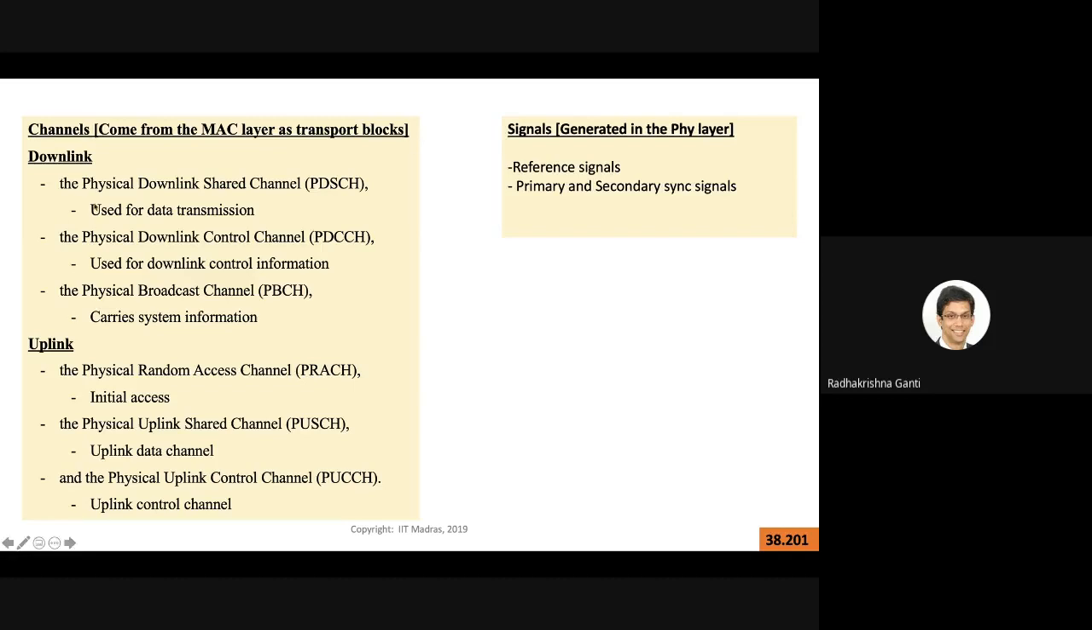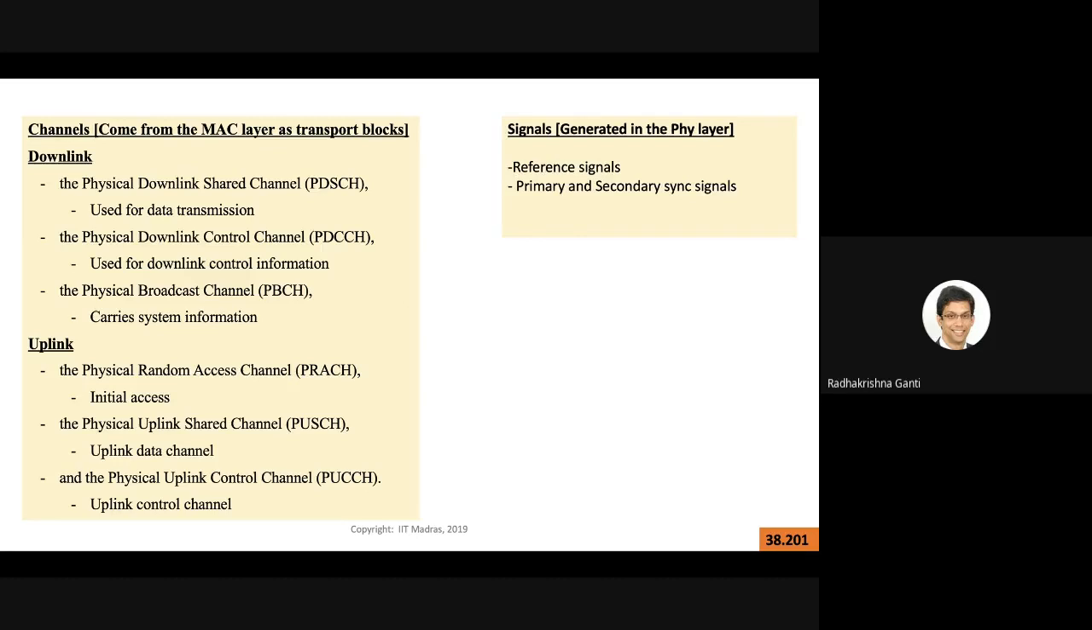Whereas the downlink channels, the data channel, the control channel, and the broadcast channel, they are dependent on some data that has to be configured by the higher layers. So they come from the higher layers. That's why they are called channels. Okay? Similarly, on the uplink also, the PRACH, PUSCH, and PUCCH come from the higher layers. They're called channels. There are the signals which are generated in the physical layer.